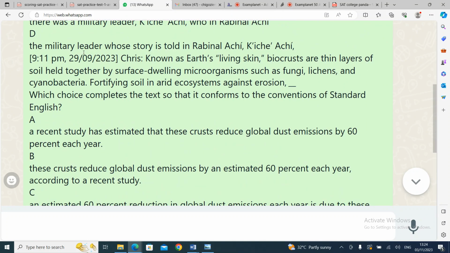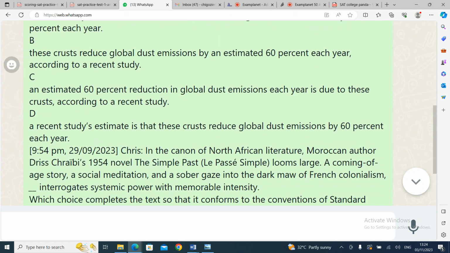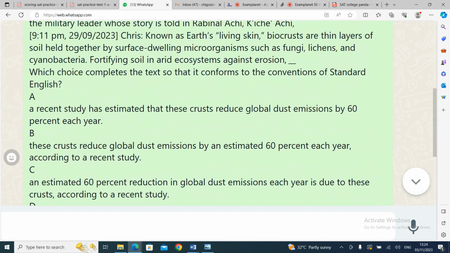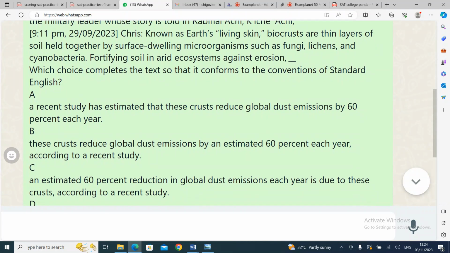The next one: known as Earth's living skin, biocrusts are thin layers of. I want you to do this yourself. In fact, take a snap of this one. Do it yourself. Take a quick snap.